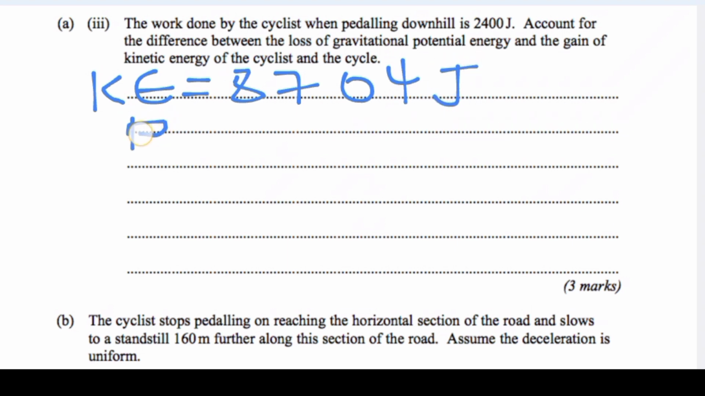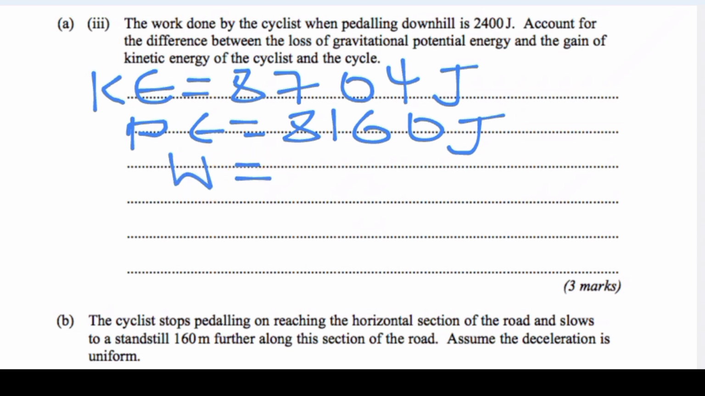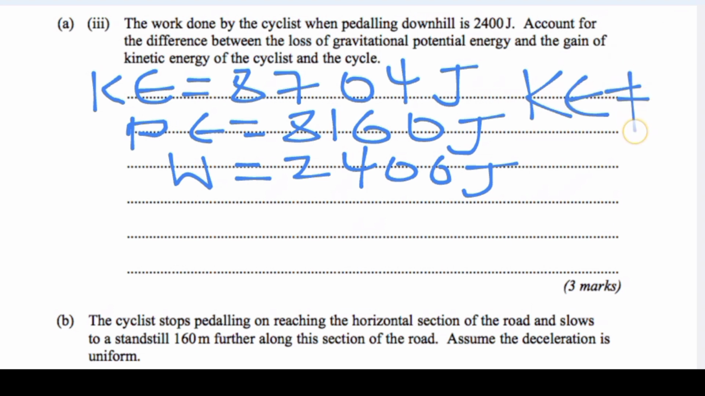So kinetic energy we found 8,704 joule, and potential energy we found 8,160 joule. We know the work done here given is 2,400 joule. Alright, so the kinetic energy and the potential energy are not equal here. As you see, the kinetic energy is much more than the potential energy. There is a difference, right? The kinetic energy is greater than the potential energy. They are not equal, right?